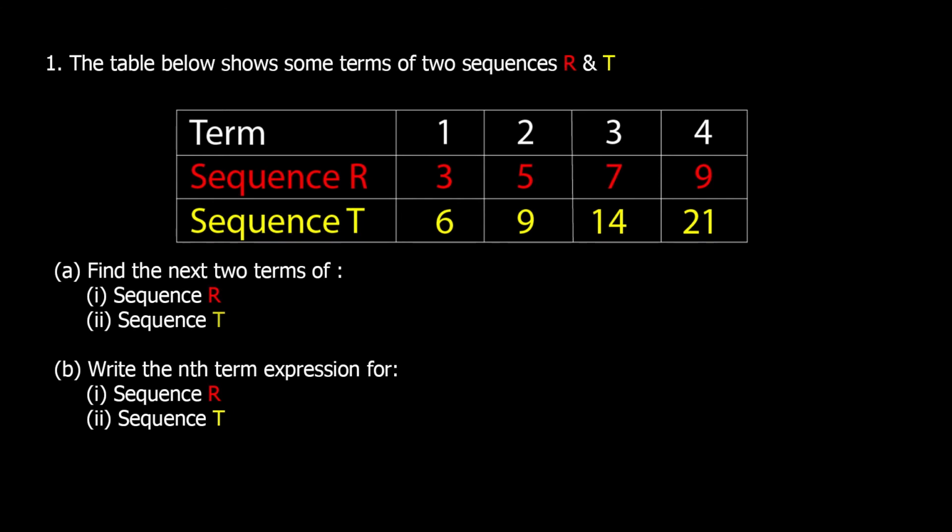Alright, question 1. The table shows some terms of two sequences, R and T. A. Find the next two terms of sequence R with Roman figure 1. So here we are given a table of two sequences, sequence R and sequence T. On Roman figure 1, we are supposed to find the next two terms of sequence R. So with sequence R, we have 3, 5, 7, and 9. And what is required of us is to find the next two terms.